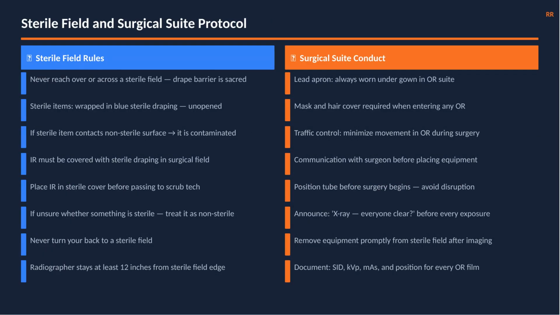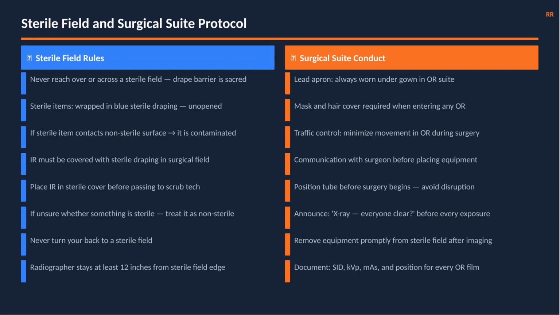The sterile field rules are non-negotiable. Violating sterile technique is a patient safety event. Never reach over or across a sterile field. The drape barrier is the sterile boundary. Crossing it with any non-sterile item contaminates the field. If a sterile item contacts any non-sterile surface, it is contaminated. Treat it as non-sterile and remove it from the field.